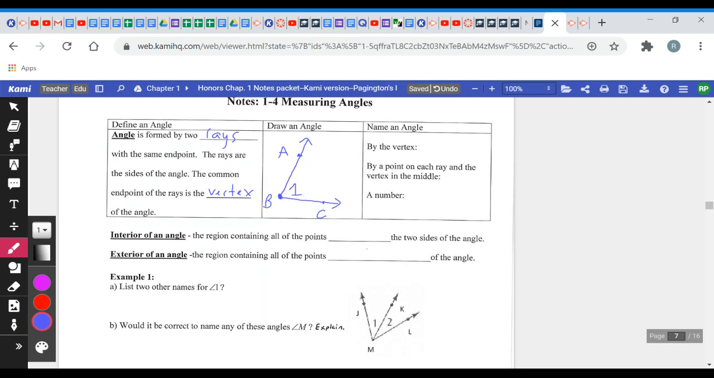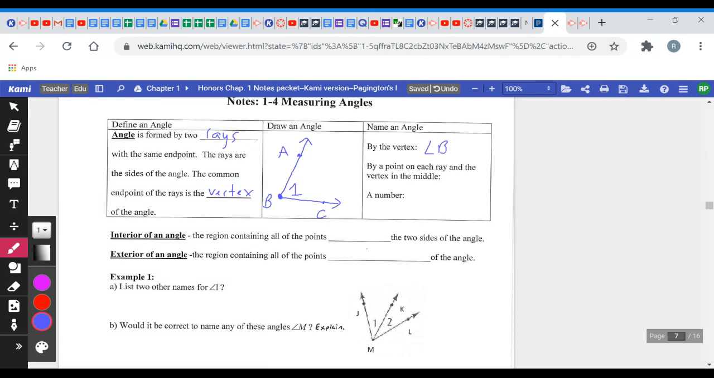Now, there are different ways I can name an angle. If I want to name an angle by the letter at the vertex, I can call it angle B. It's a quick and easy way to name the angle, but you have to be careful. You can only name it angle B if there's only one angle at that vertex. If there's more than one angle at the vertex and you said angle B, then someone would have no idea which angle you were talking about. So then you would have to pick a different option.